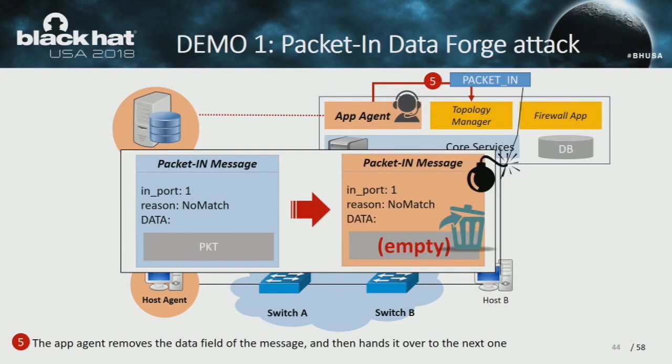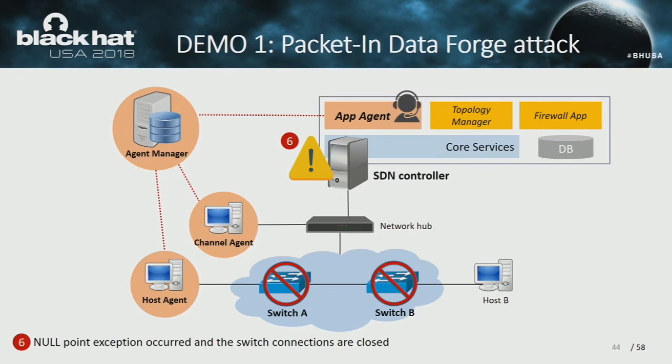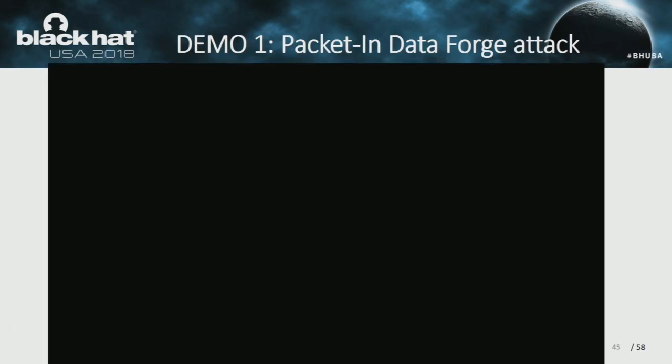Now the app agent removes the payload of the packet-in message, which means that the payload becomes a null value. And the modified packet-in message is delivered to the next application, which is the topology manager in this example. So when the topology manager tries to access the empty payload, it can trigger a null pointer exception error in the controller, and this violation makes the controller disconnect the switch or links, which is one of our criteria that evaluates whether an attack is successful or not. So now let's take a look at the demo video.